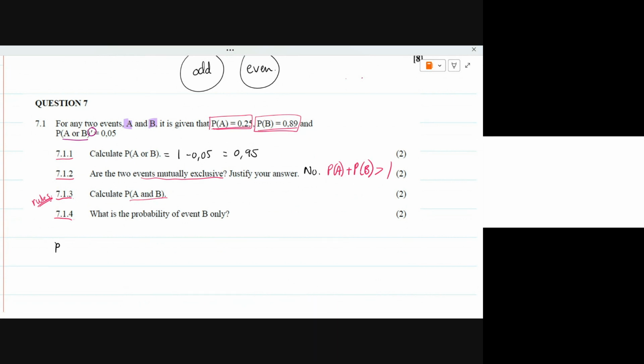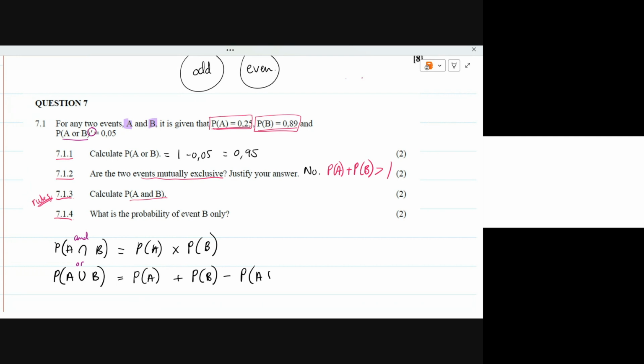addition rule. So now, just to remind you, the AND rule says that the probability of A intersection B is equal to the probability of A multiplied by the probability of B. And then the probability of A union B, which is OR, is going to be the probability of A plus the probability of B minus the probability of A intersection B. So we want AND, which means we're going to use the multiplication rule.